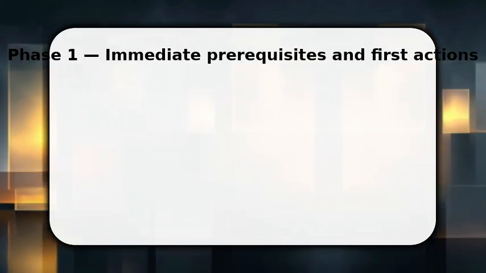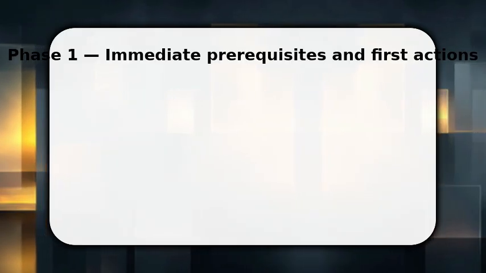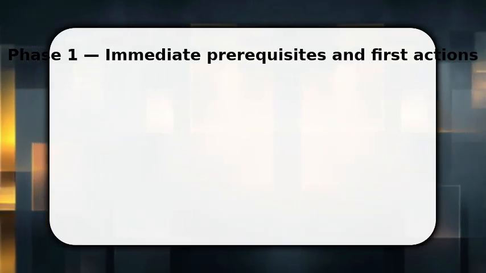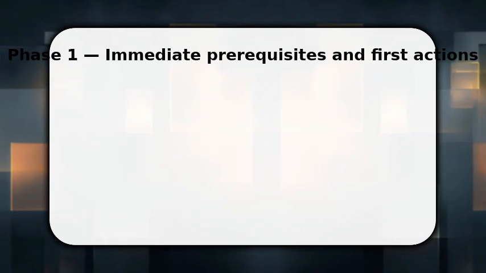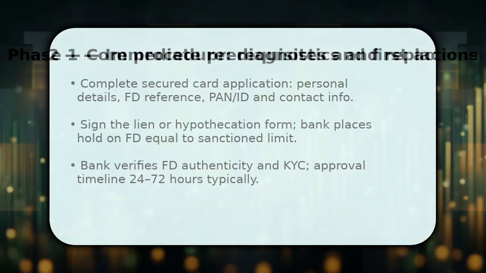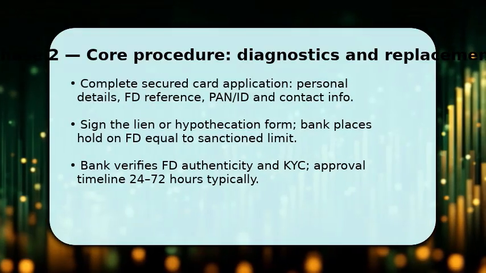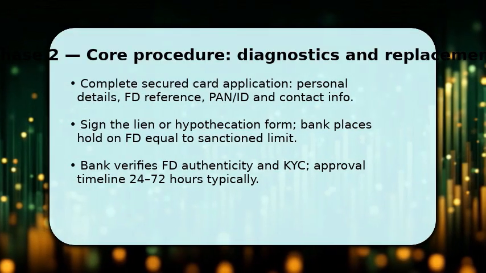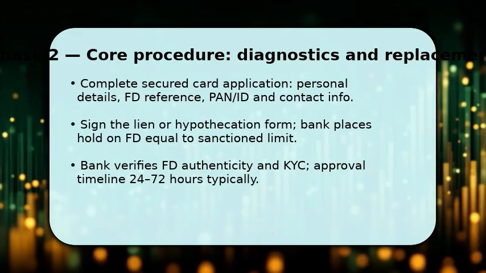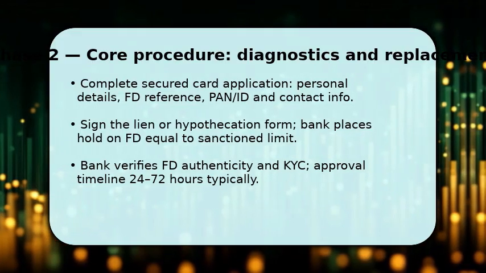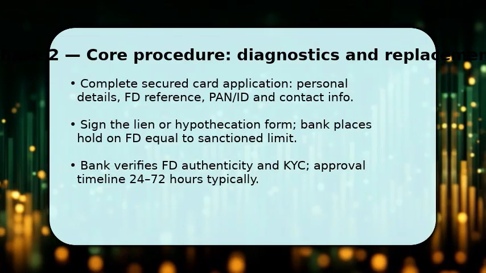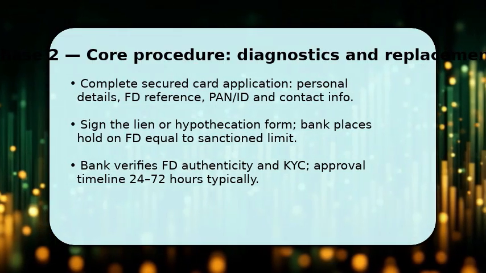Next, choose whether to apply online or in branch. Applying online saves time, while branch applications let you sign lien forms immediately. You now complete the formal application and authorize the bank to place a lien on the FD. Attach or quote the FD reference, upload PAN or ID, and sign the hypothecation form. This legally secures the limit.